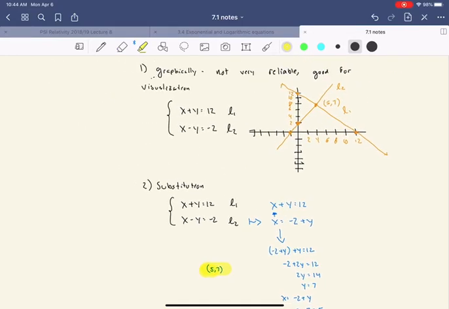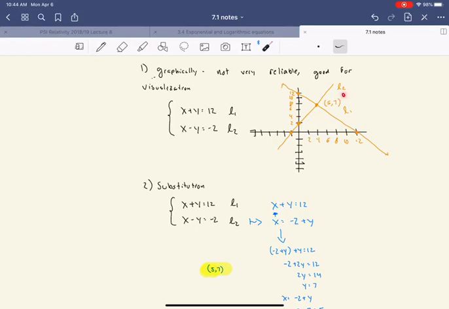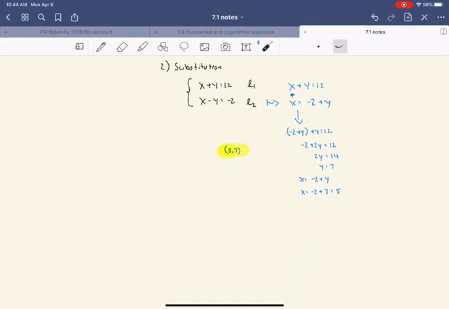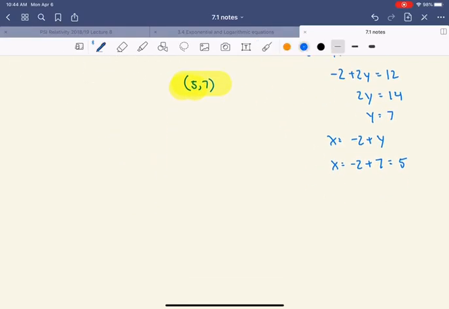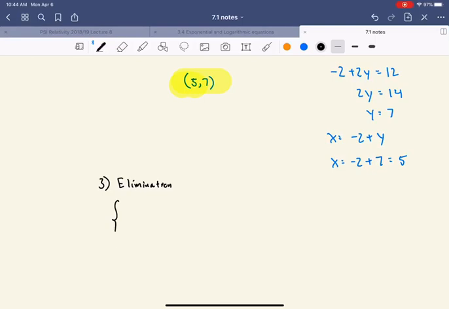Okay, and that's what we had before up here, isn't it? Now, there's one other way to solve this, and this is actually my preferred way. That's called elimination. Okay, so back to the same problem. x plus y equals 12. x minus y equals negative 2.